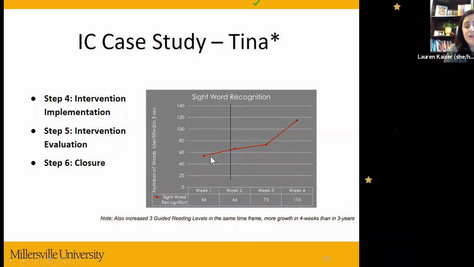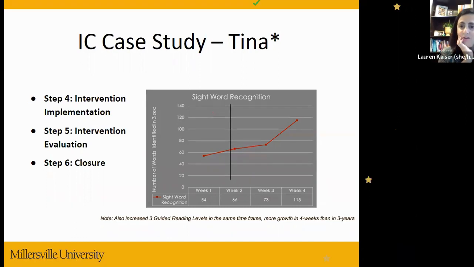So at week 1, she had about 54 words. By week 4, she was already up considerably. So she had jumped up, quadrupled her word knowledge in 4 weeks' time, or let's see. Actually, a little bit less than quadrupled, but she increased considerably, and I also noted that she went up 3 guided reading levels in that time, which the teachers had previously reported to me. She hadn't jumped up guided reading levels in 3 years' time.